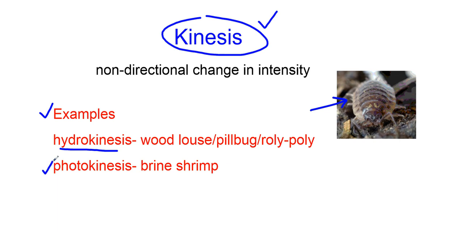And then there's photokinesis, and a good example of that is brine shrimp. If you're growing a tank of brine shrimp and you turn on the light, they all start buzzing like a swarm, something out of a SpongeBob movie, and they become really active. That would be positive photokinesis. Okay, that sounds like a good start for our understanding of types of innate behavior.